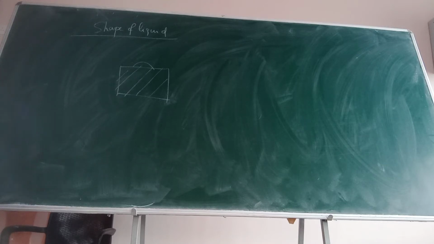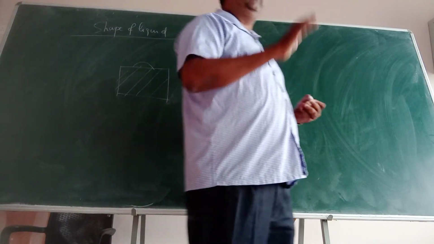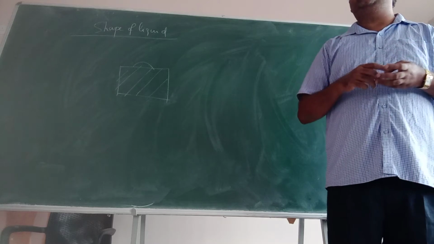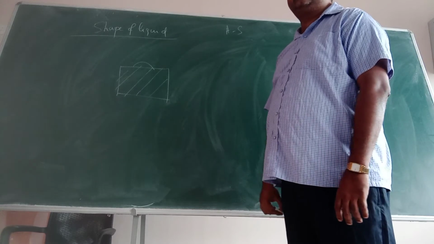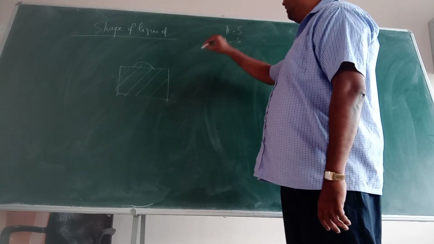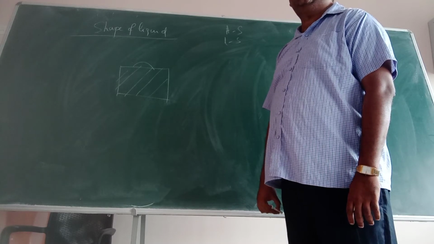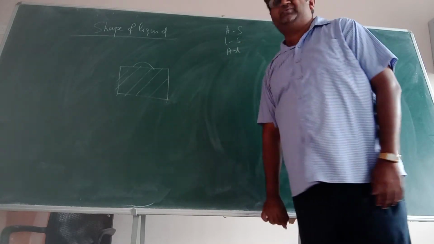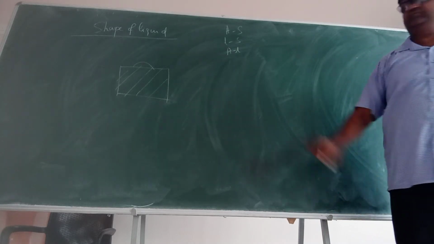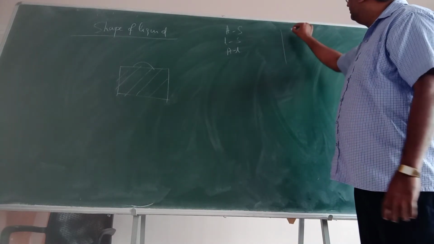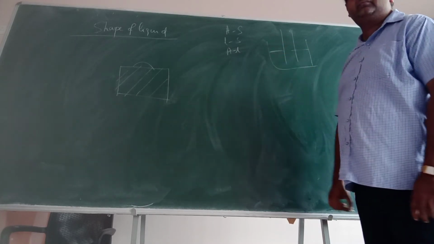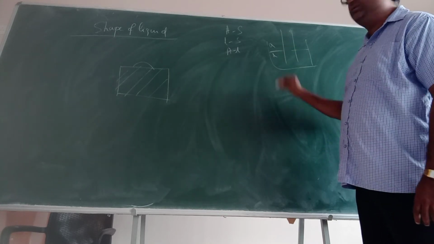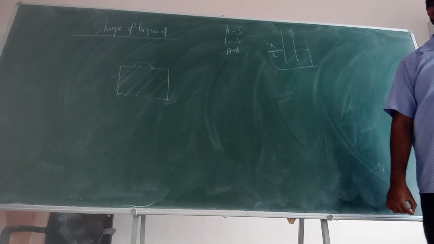See, surface tension is always between two interfaces. So how many possibilities are there? Either it can be a solid interface, or it can be a liquid-solid interface. What is the third one? It can be an air-liquid interface. Three possibilities are there. For example, if I take it like this, here it is air, here it is liquid. So what is the interface? Air-liquid interface. Clear now?